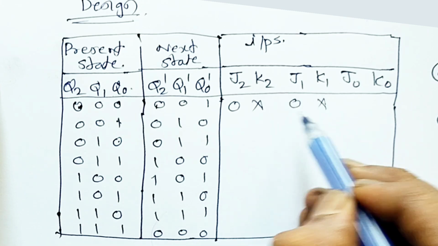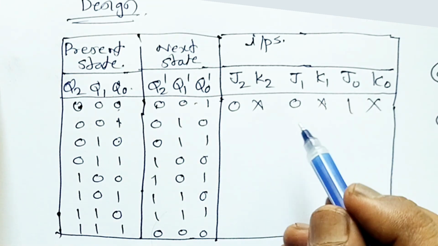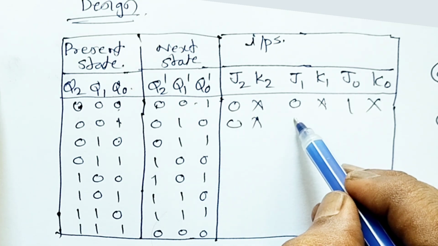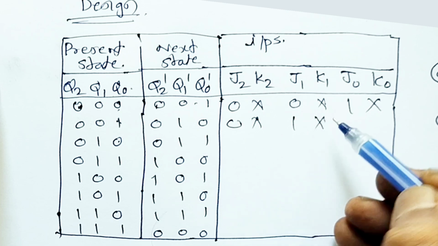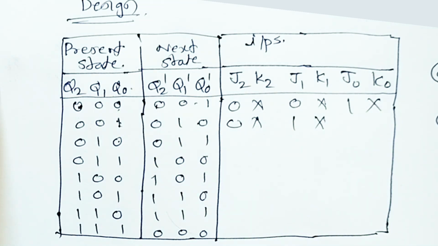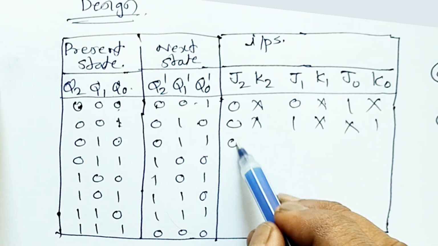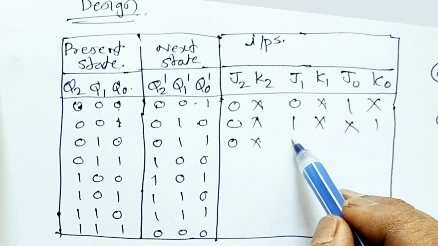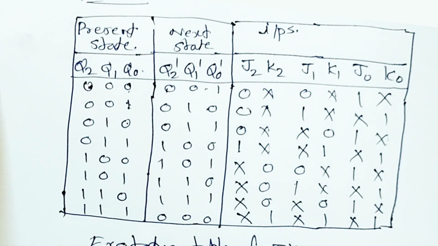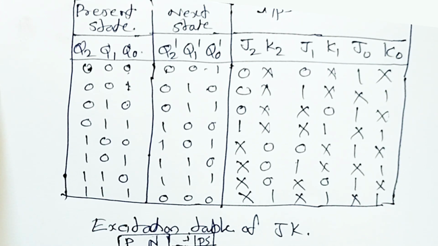Now let's proceed with the truth table for the first combination, that is 0 0, it is 0x for J2 and K2, and for J1 and K1 it is 0 to 0, the change again 0x, and for J0 and K0 the combination is 0 to 1, so it is 1x. Then for the next row 0 to 0, it is 0x, then 0 to 1 it is 1x, and 1 to 0 it is x1, and in a similar fashion we can fill it for all the remaining inputs.